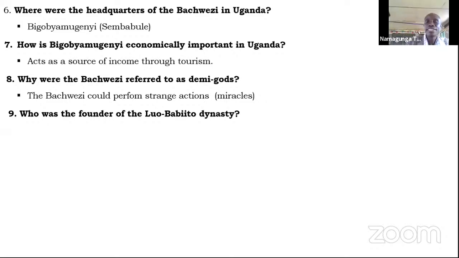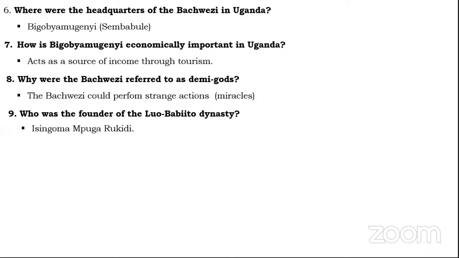Atwaire Maria, give us the answer. Number 9. Ruhinda Mpuga Rukidi. Very good, Maria. Thank you very much. So that one was Isingoma Mpuga Rukidi. That was the founder of the Luo Babito dynasty in Bunyoro. So there we come to the end of our lesson 3 activity. Now we are going to move to the next activity. That is now lesson 4 activity.